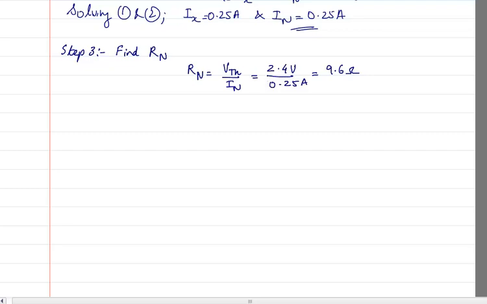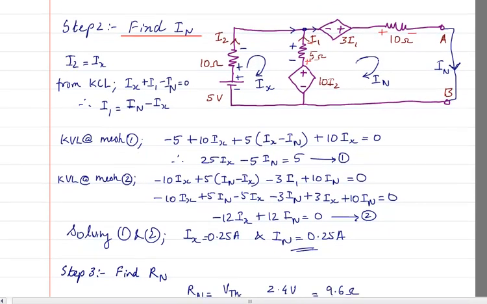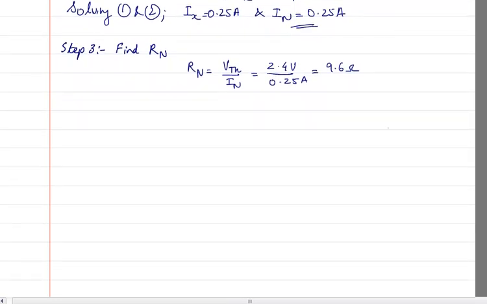Because this was Norton's, I found out Rn. If it was not Norton's, if I had to find Thevenin's, then I would have found out RTH with the same equation, VTH divided by In.